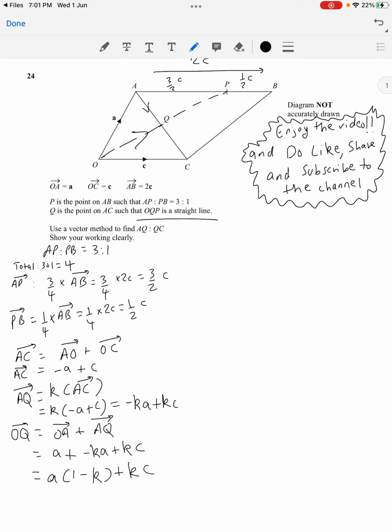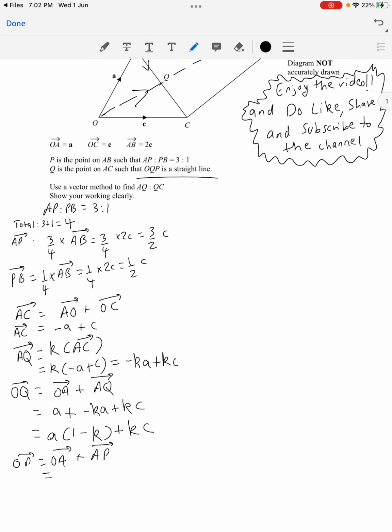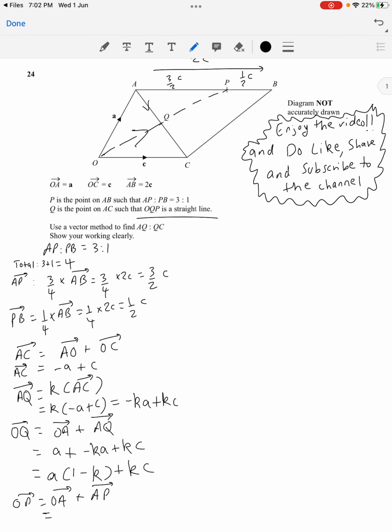Now the next step is, since we know what OQ is, we need to find out what OP is. In order to find out what OP is, you look at the direction again. We know what OA is and we know what AP is, right? So to find OP, you're going to go from OA to AP. So that's going to be OA, in this case, is A, that's the direction, plus AP, 3 by 2 of C. Okay, now we know what that value is.